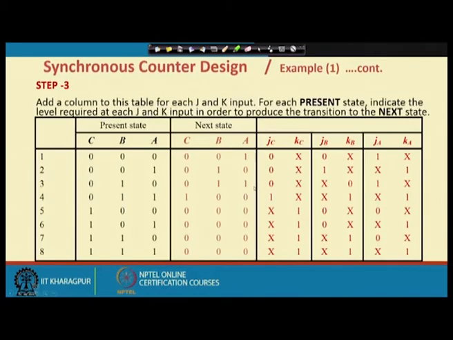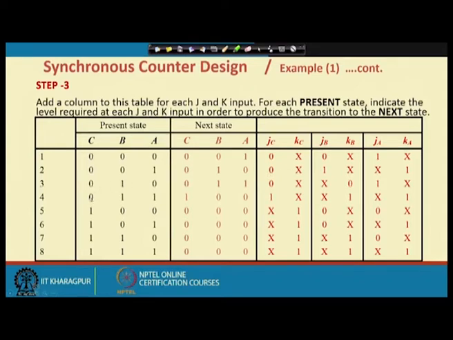Now, that table is drawn, and since they will be realized by means of JK flip flop, each of these bits A, B and C will be realized by JK flip flop. So, we try to see what should be the corresponding values of J and K. See for this one, 0 to 0. So, this J bit must be 0, K bit can be do not care from the JK excitation table. Similarly, this is also 0 to 0, so this J bit is 0 and K bit is do not care.